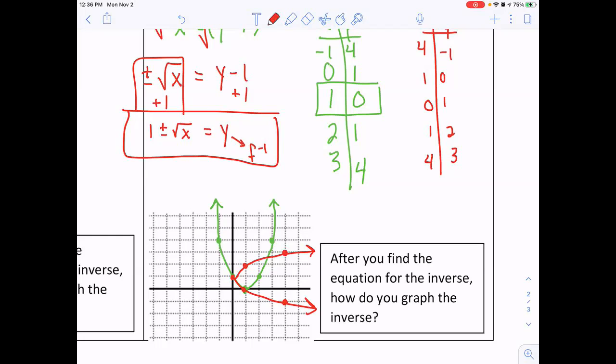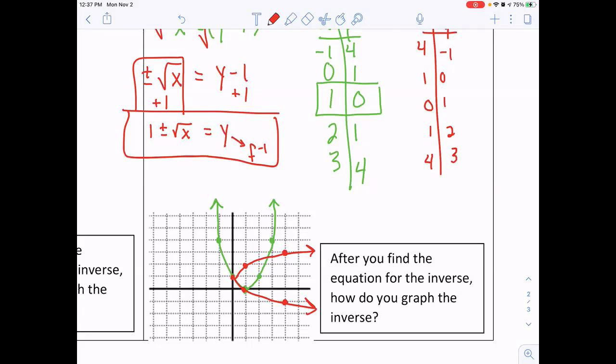Is the green one a function? Yes. Is the red one a function? Yes or no? Does the red one pass the vertical line test? No. So the original one, yes. The inverse, no.